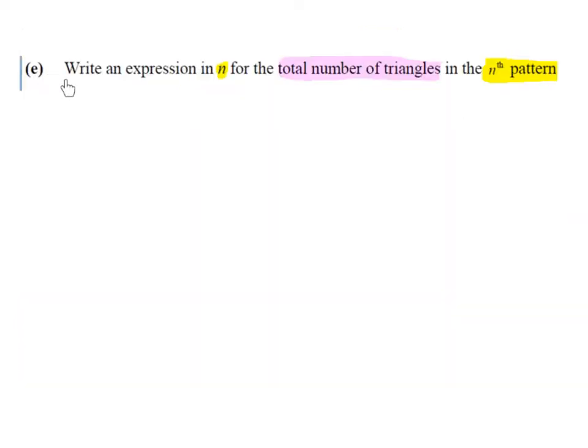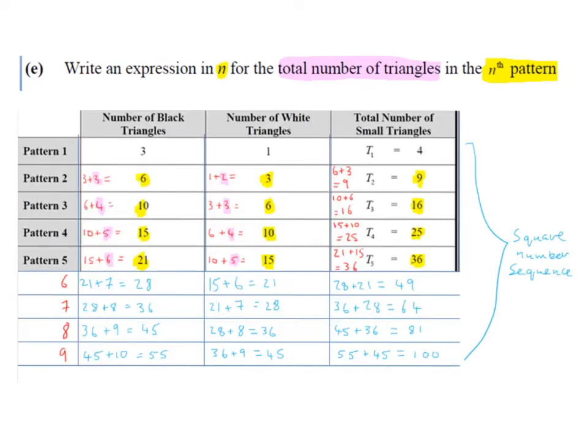Part E. Write an expression in n for the total number of triangles in the nth pattern. So this is a complicated way of saying come up with a formula for the nth pattern, or come up with a general rule for the nth pattern. So write an expression in n, that means in terms of n, so you want to have n in your answer.